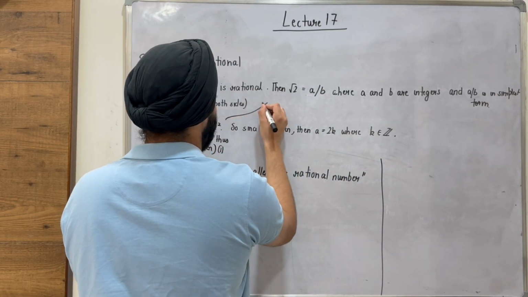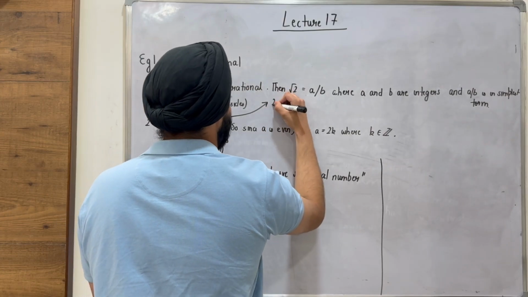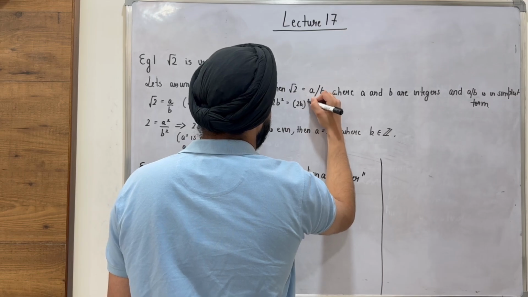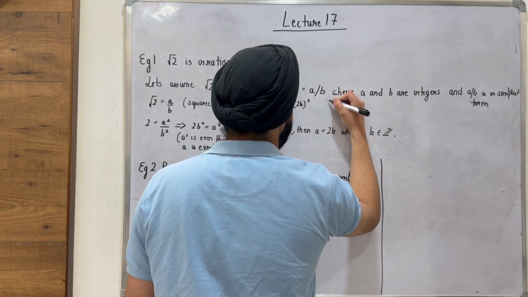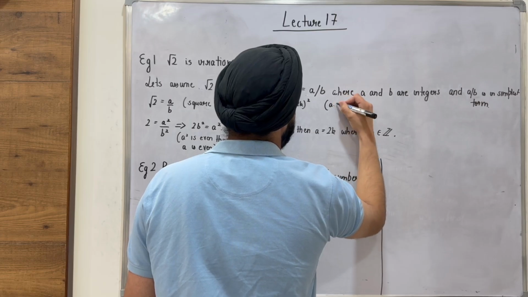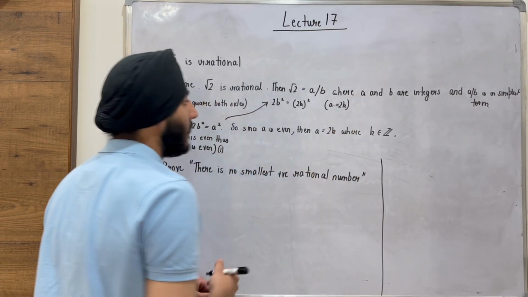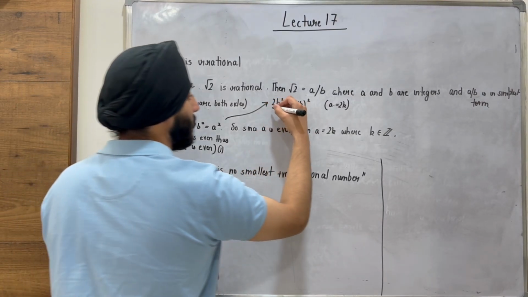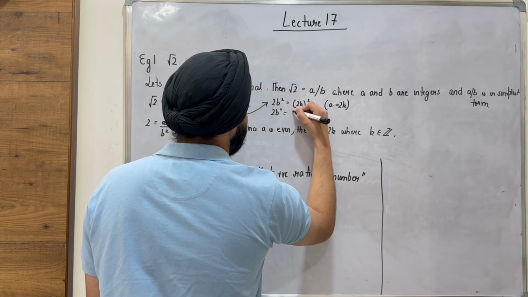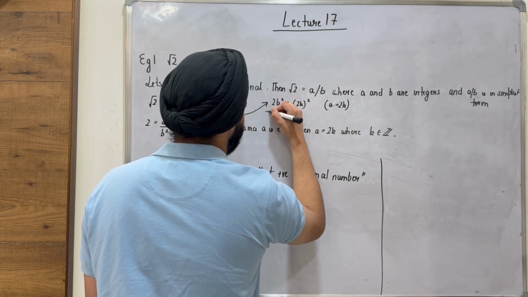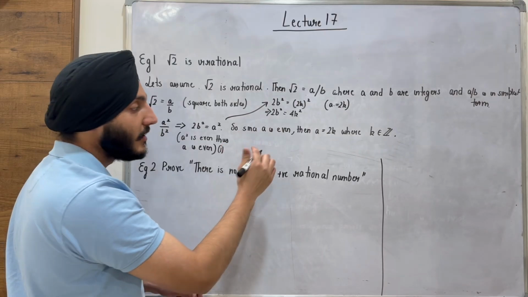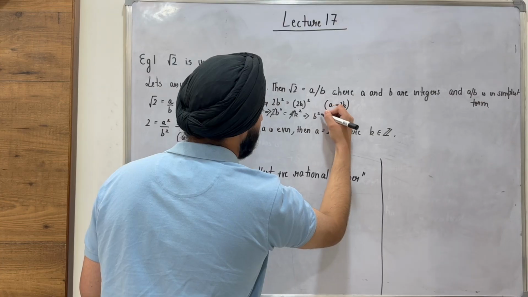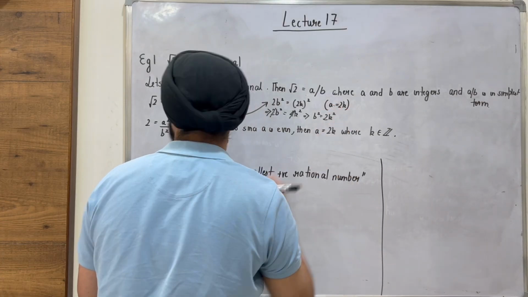I'll just move this on this side. So I get 2b square is equal to 2k square. We are making the assumption a is equal to 2k, right? So since 2b square is equal to 2k square, if I try to solve this equation, I get 2b square is equal to 4k square. And if I try to solve this further down, I get b square is equal to 2k square.